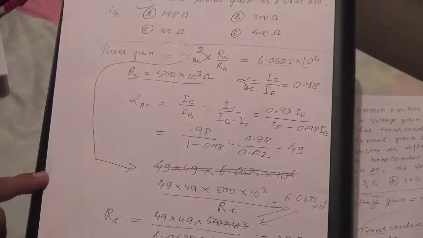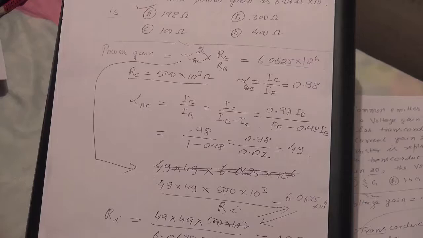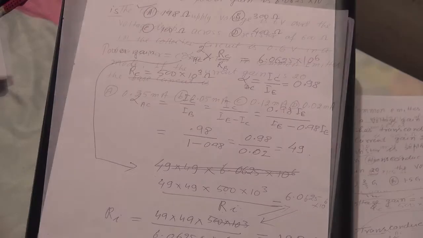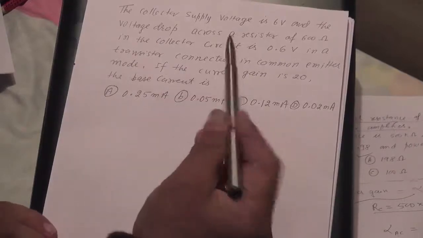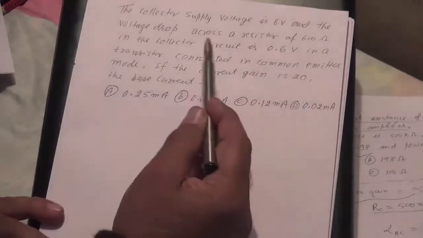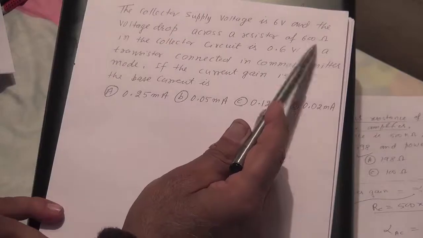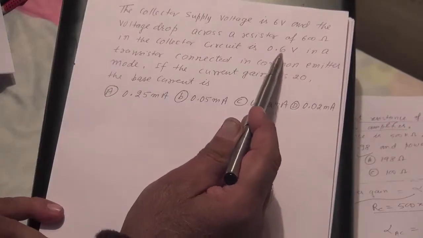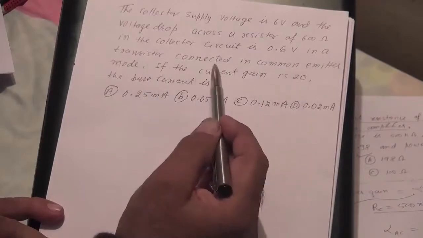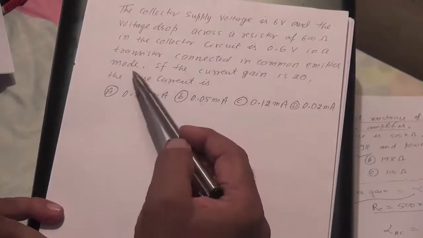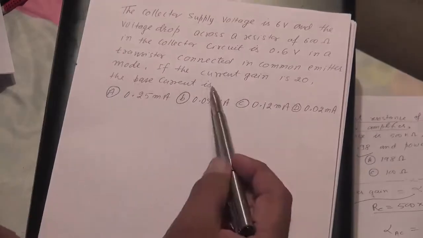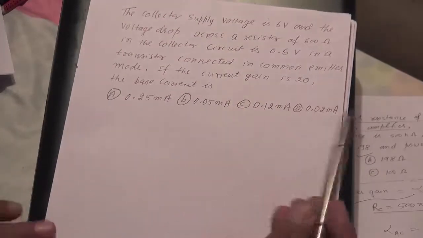198. Okay. So see it once again. We get the answer 198 in this way. The collector supply voltage is 6 volt. And the voltage drop across a resistor of 600 ohm in the collector circuit is 0.6 volt in a transistor connected in a common emitter mode. If the current gain is 20, what is the base current? This.